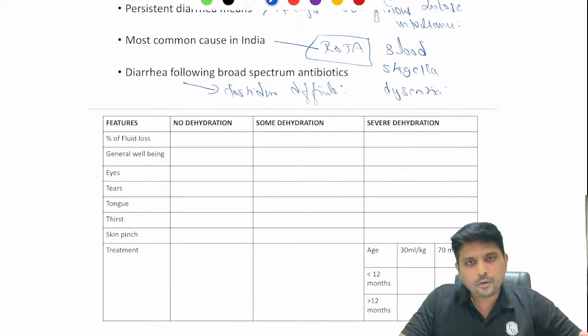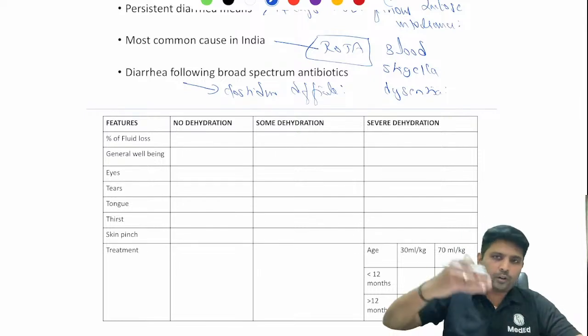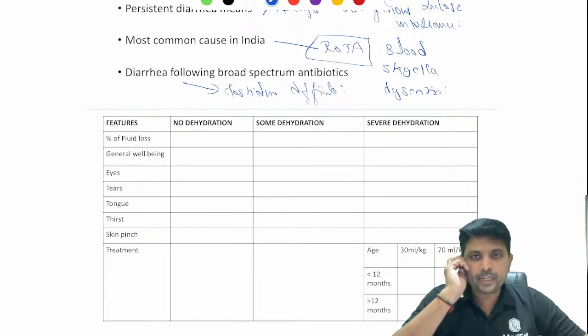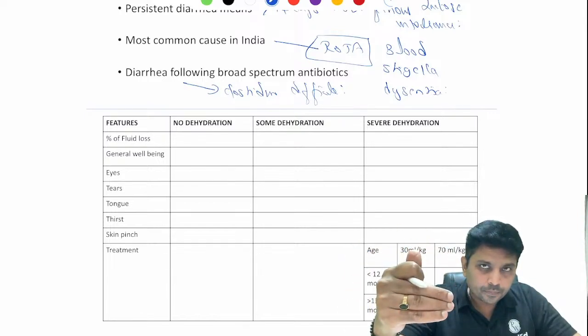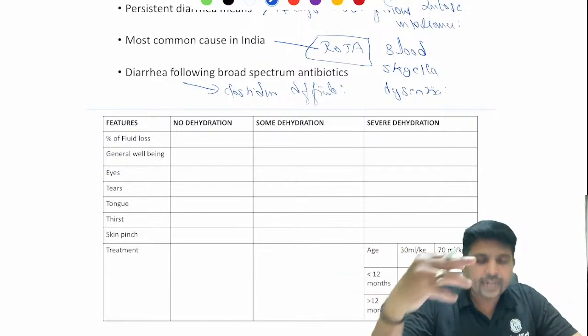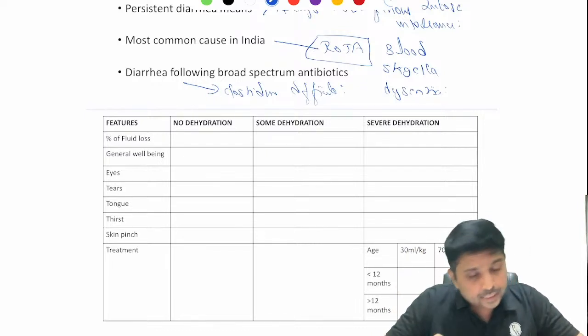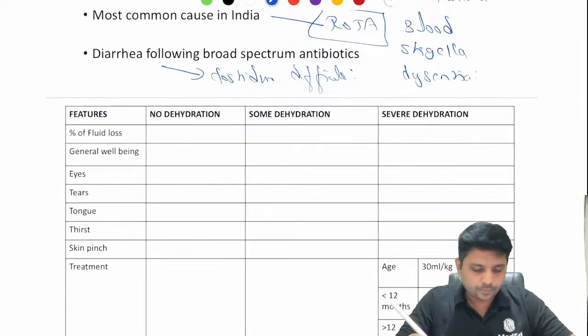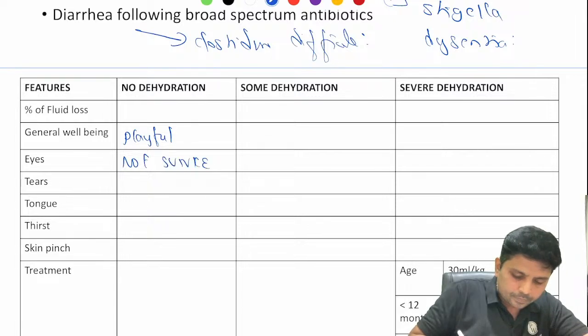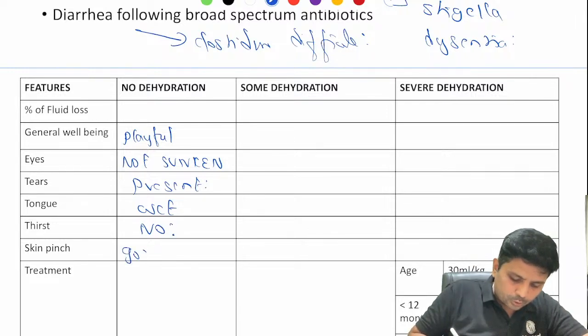Whenever any child is brought with diarrhea, dehydration can be classified based on the amount of water lost from the body. How can we clinically identify whether the child has no dehydration, some dehydration or severe dehydration? The answer is very simple. In no dehydration, the child will be playful, eyes not sunken, tears present, tongue wet, no abnormal thirst, and skin pinch goes back quickly.